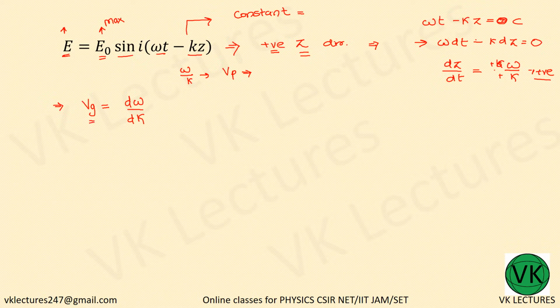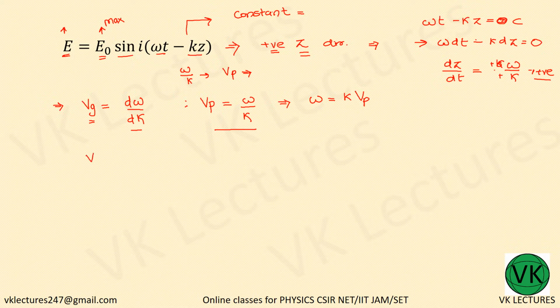Now Vg is equal to d omega by dk. And what is Vp? That is the phase velocity. Vp is given by the formula omega by k. Now from this equation we can write what omega is. Omega is equal to k times Vp.